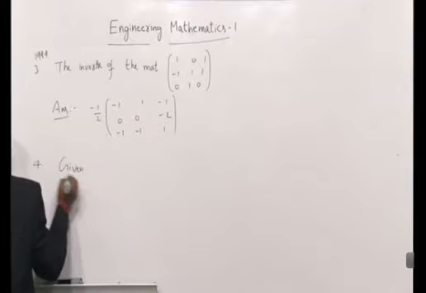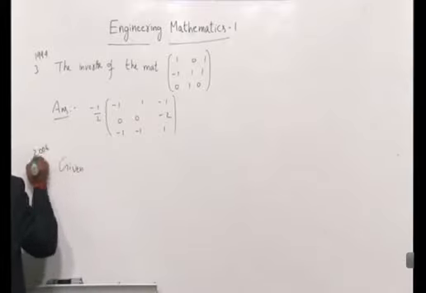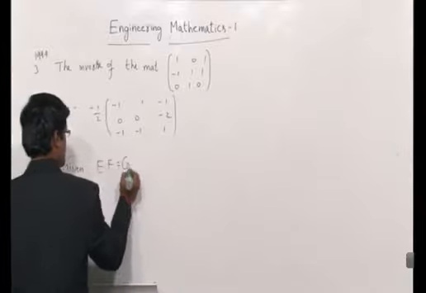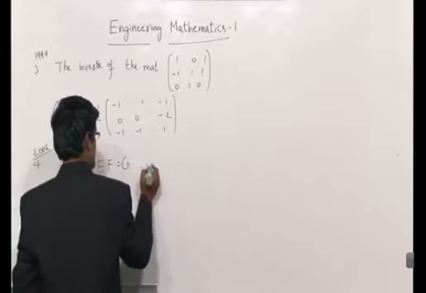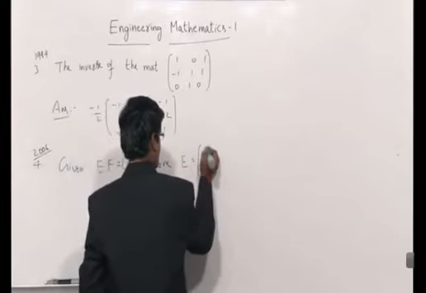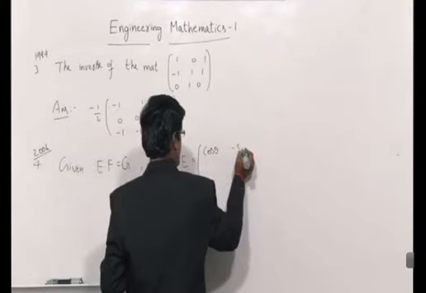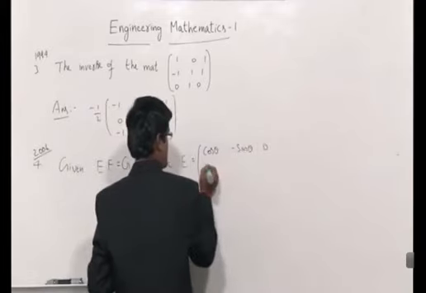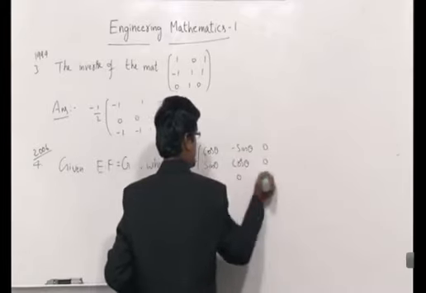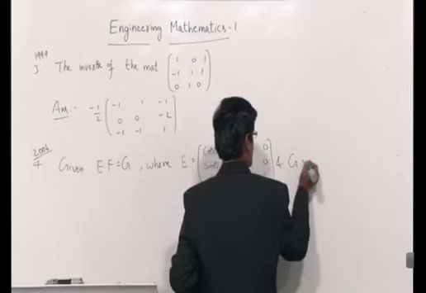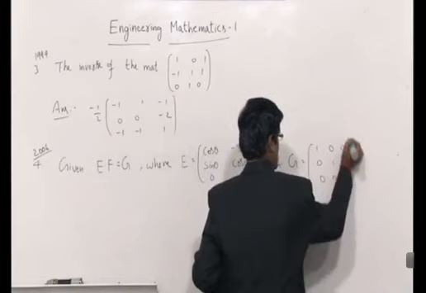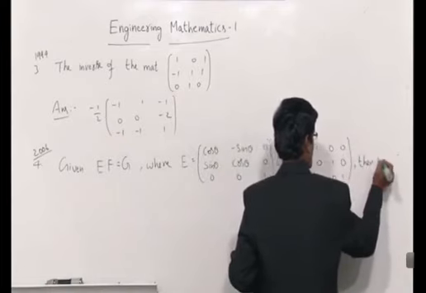This is given in 2006, 2 marks. Given E into F is equal to G, the product of E and F is G matrix, where E is equal to cos theta, minus sin theta, 0; sin theta, cos theta, 0; 0, 0, 1. And G is equal to the corresponding 3 by 3 identity matrix. Then F is equal to question mark.